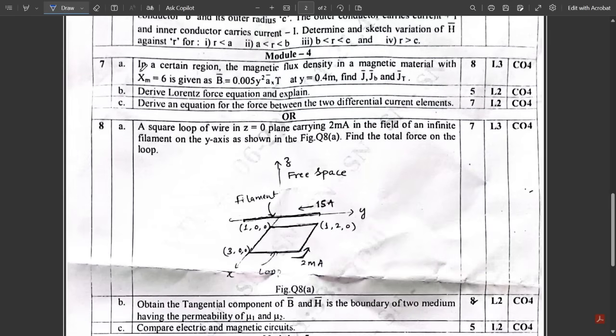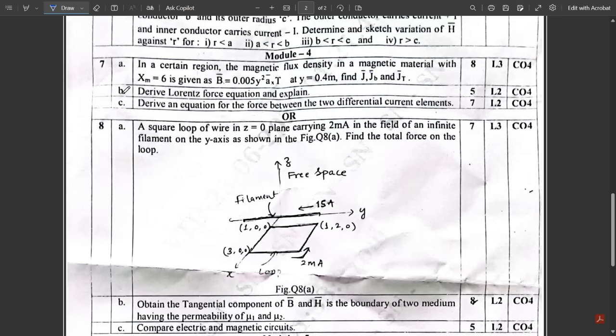Next, from module 4, 7a: in a certain region, the magnetic flux density in a magnetic material with chi m equal to 6 is given by this value for magnetic flux density. At y equal to 0.4, you should find J, J_B, and J_T. So this problem was a bit difficult, because they told you to find the three different current density components using magnetic flux density. That was a bit difficult.